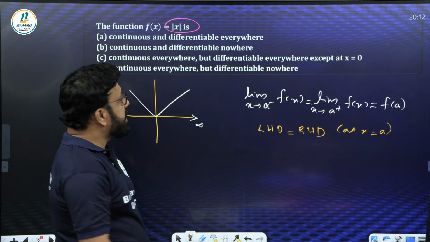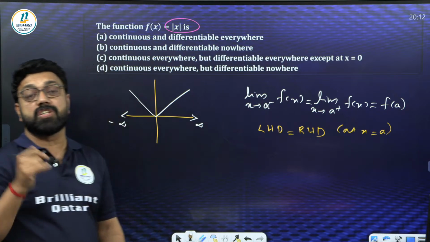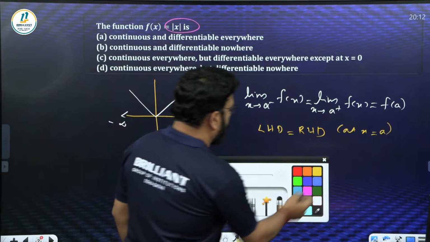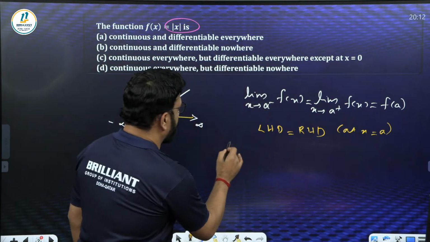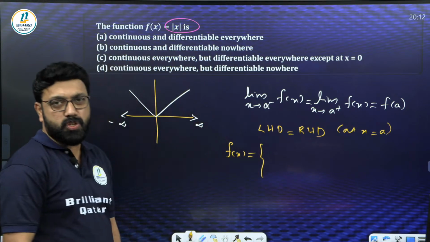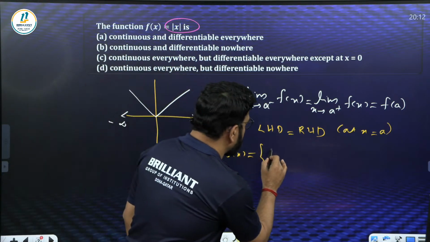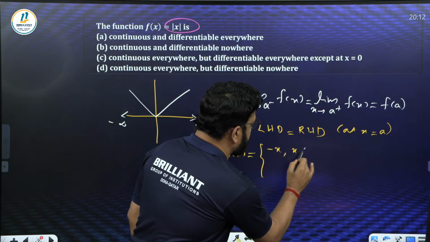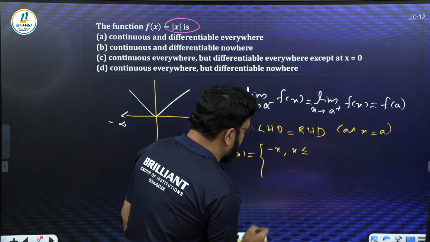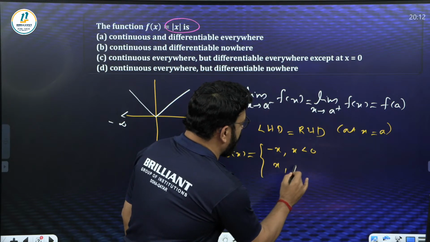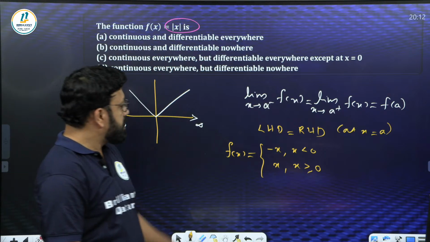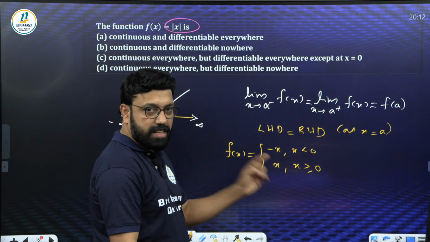Okay, and is it differentiable or not? How can we check? Here, f of x equals modulus of x, you know the definition. Modulus of x means negative x for x less than 0, and positive x for x greater than or equal to 0. This is the left side, this is the right side.